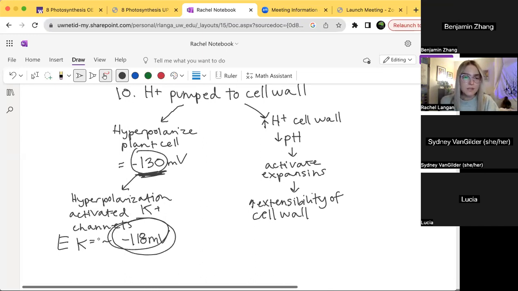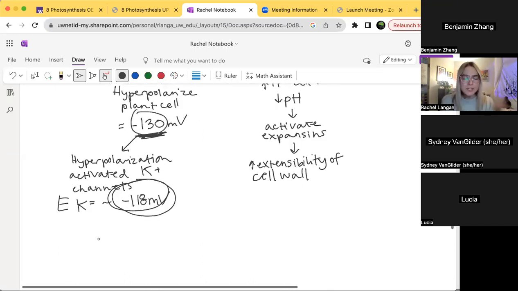Okay. So what does that have to do with cell extensibility? If we move potassium ions into the cell, we've increased the solute concentration. And if we've increased the solute concentration, we've decreased the solute potential, decreased the water potential, and made it more likely that water is going to come in. So that's one effect.